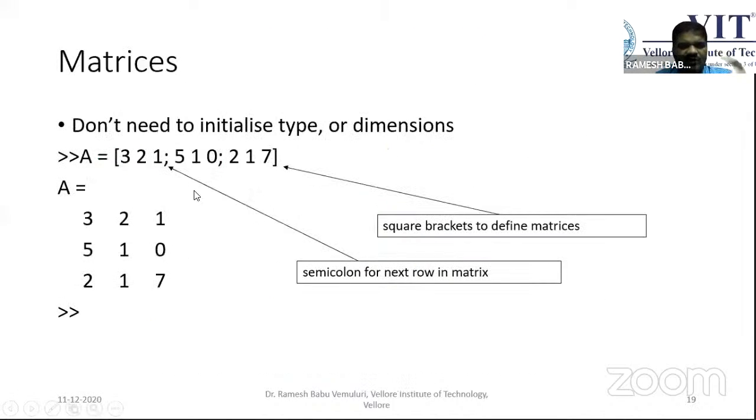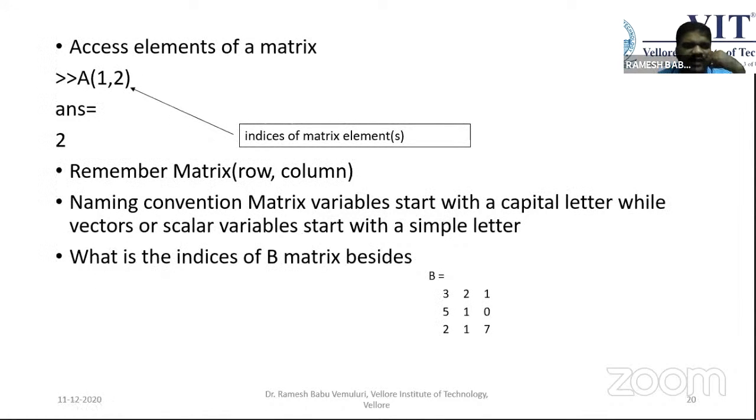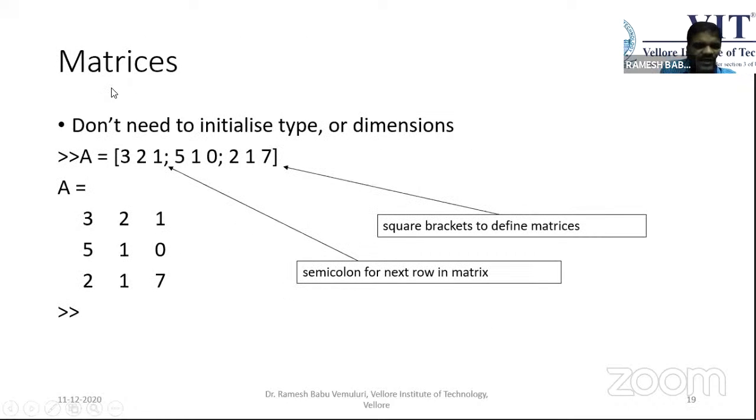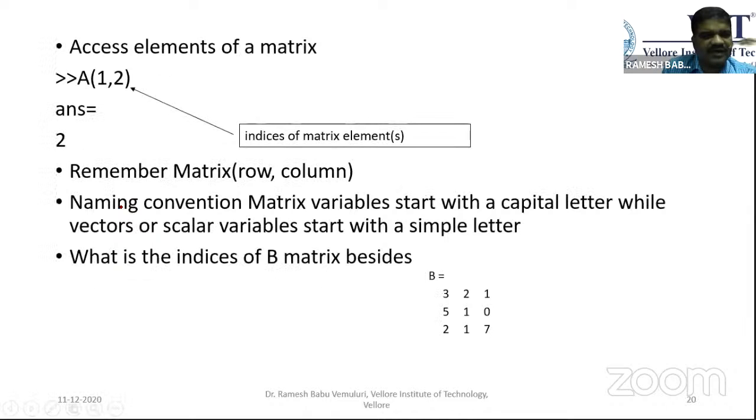The matrix, then colon you already saw, semicolon for the next row in the matrix, square brackets to define the matrix. Then we want to access A(1, 2). Already we have seen A is equal to 3, 2, 1; 5, 1, 0; 2, 1, 7. So this is the first row, first column, 1,1. It is 1,2 and 1,3. And this is 2,1, 2,2, 2,3. And 3,1, 3,2, 3,3. So here let us say A(1, 2) means the first row, second column. That's why the output is 2.